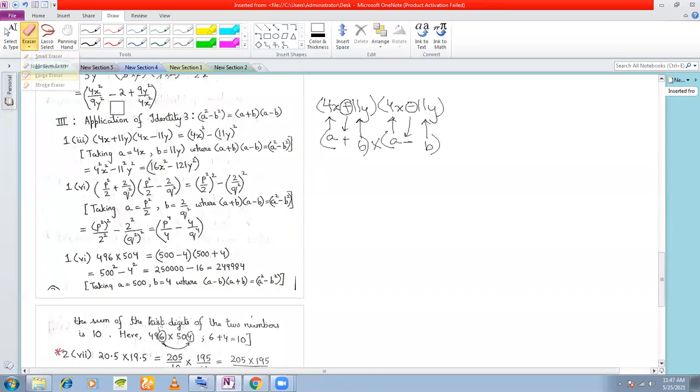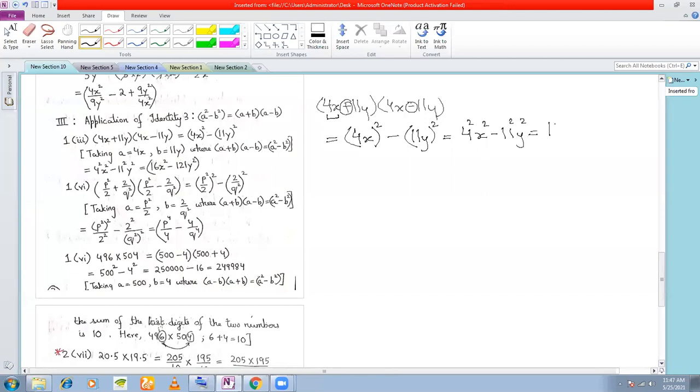Once you notice this, that means you know the identity that a plus b into a minus b is a square minus b square. So what is a here? A here is 4x, so we square 4x, minus b square. B here is 11y, so we square this. What do we get? 4 square x square minus 11 square y square. So you get 16x square minus 121y square. Okay, and that's your answer.